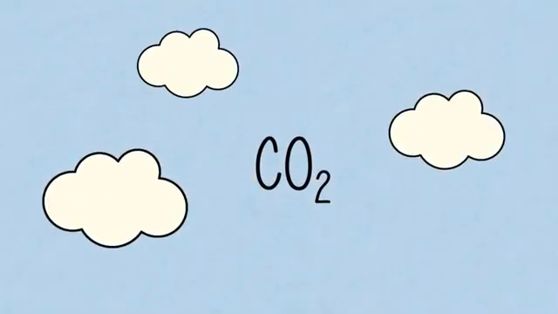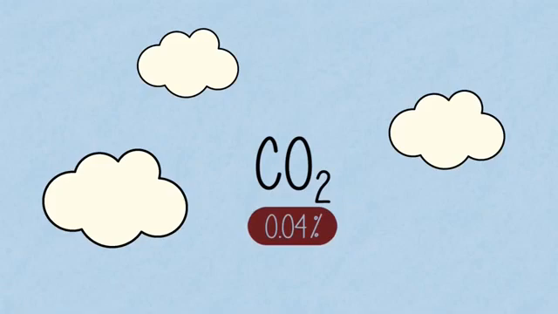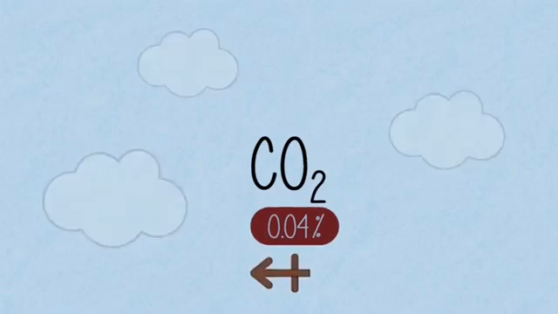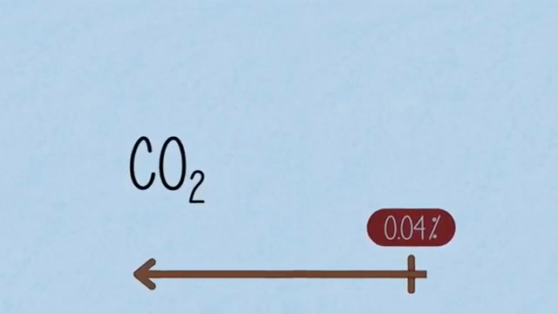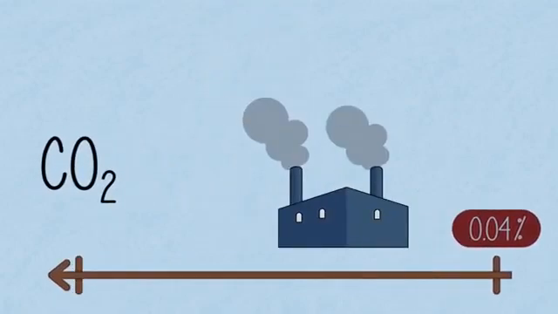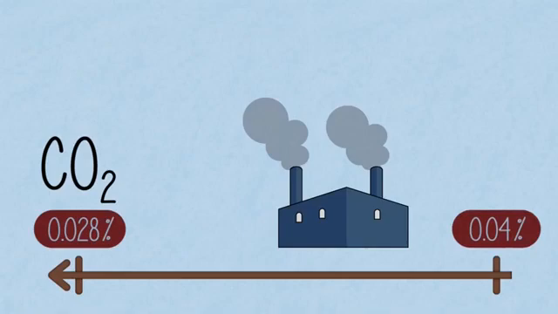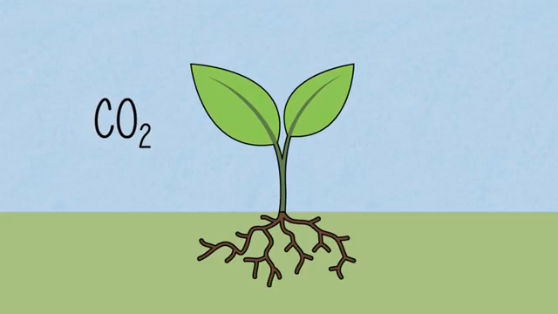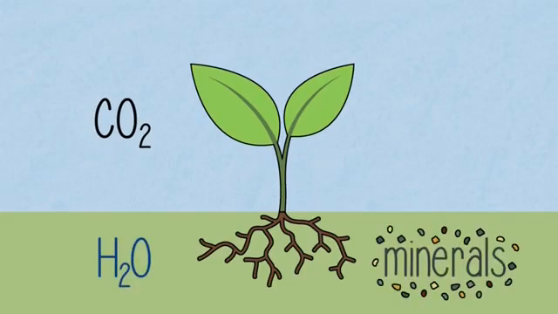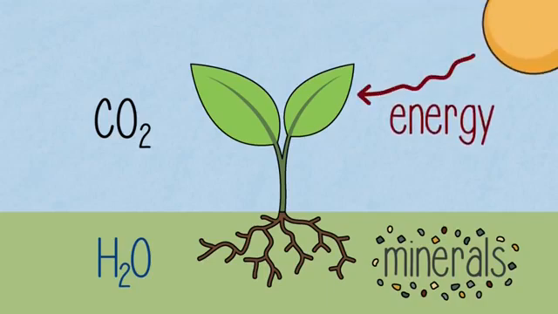Well, the air contains nearly 0.04% carbon dioxide. But hundreds of years ago, before we started using fossil fuels, it was only 0.028%. Not much, you might think, but enough to enable plants to build up all the structures they need with a little help from the water and minerals they take up from their roots and energy from the sun.